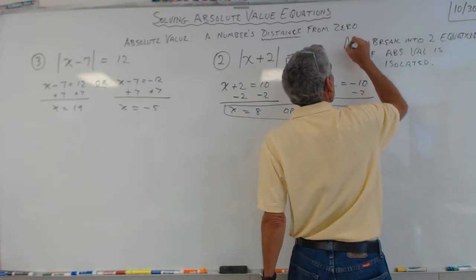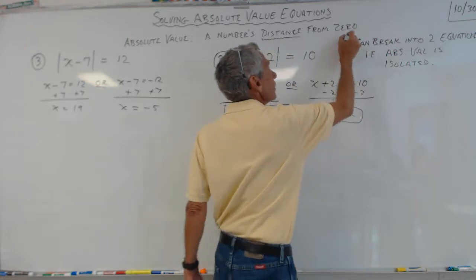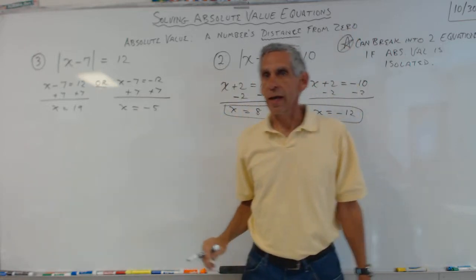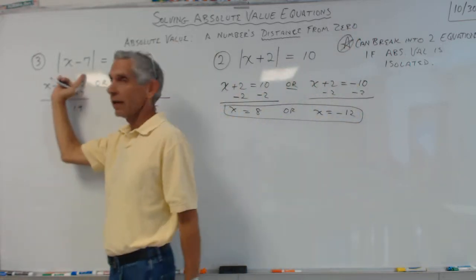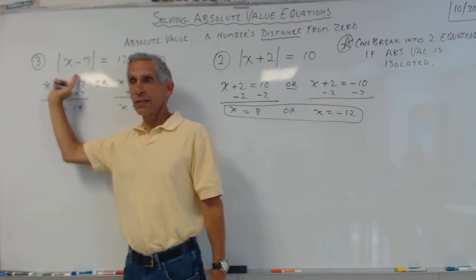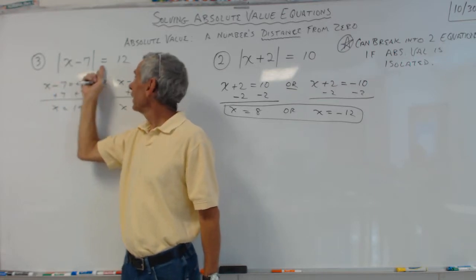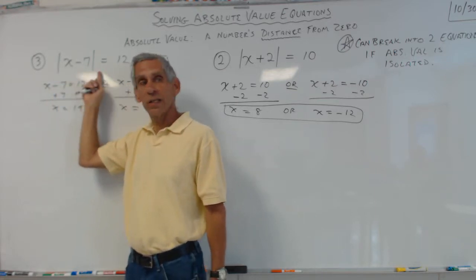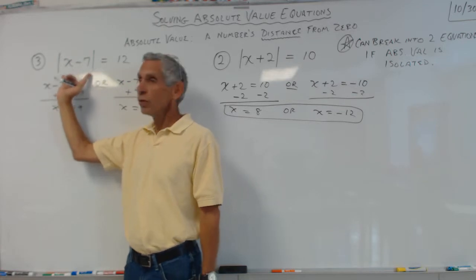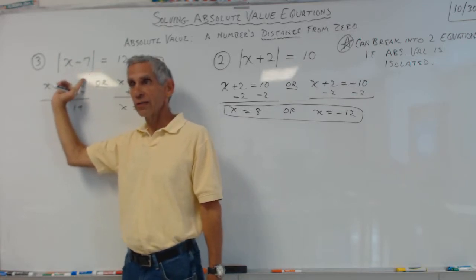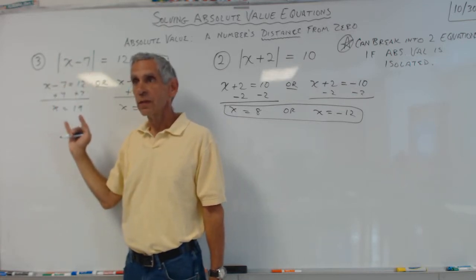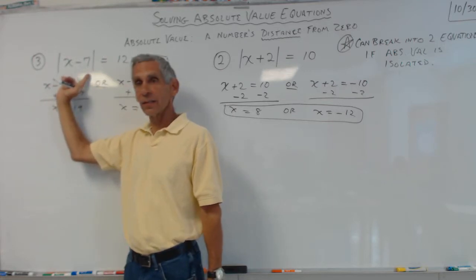So this is a really important concept. Is the absolute value sign and everything inside it isolated? In other words, on the left side of the equal sign, the only thing that you have is an absolute value sign with stuff inside it. Then yes, that is isolated.